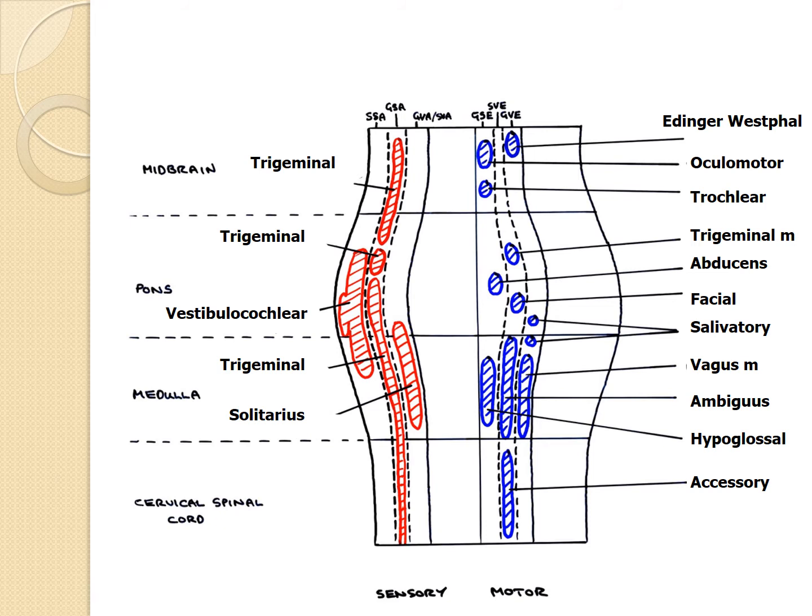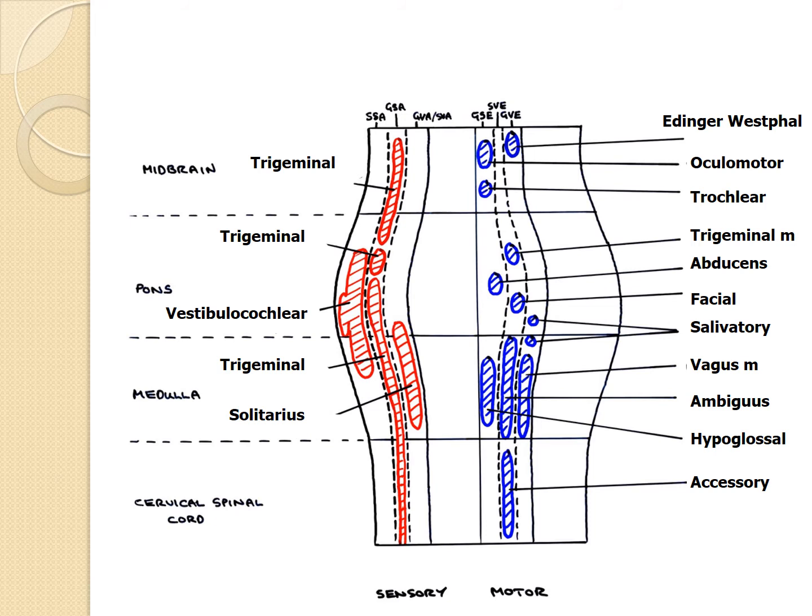The second point is for cranial nerves 4, 5, 6, and 7. So trochlear, which is cranial nerve 4, is found in the midbrain, and 4, 5, 6, and 7, they alternate between GSE and SVE. And you can see cranial nerve 7 in the pons as well.